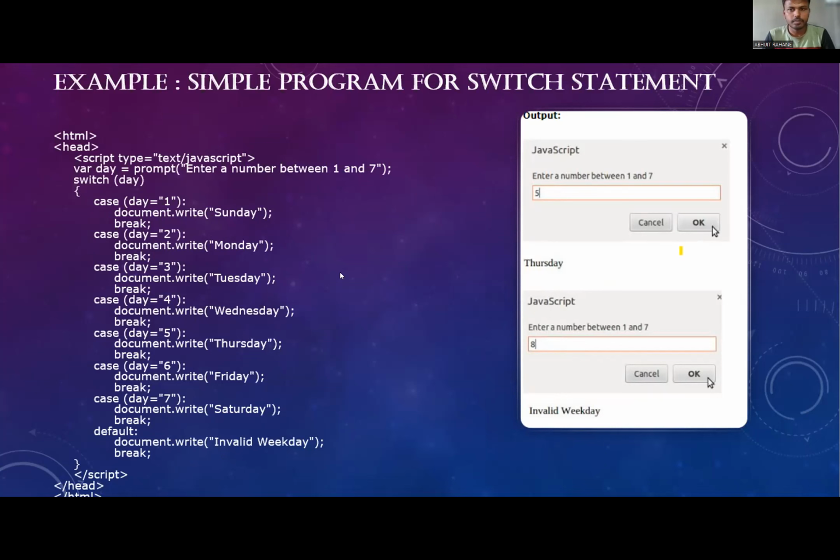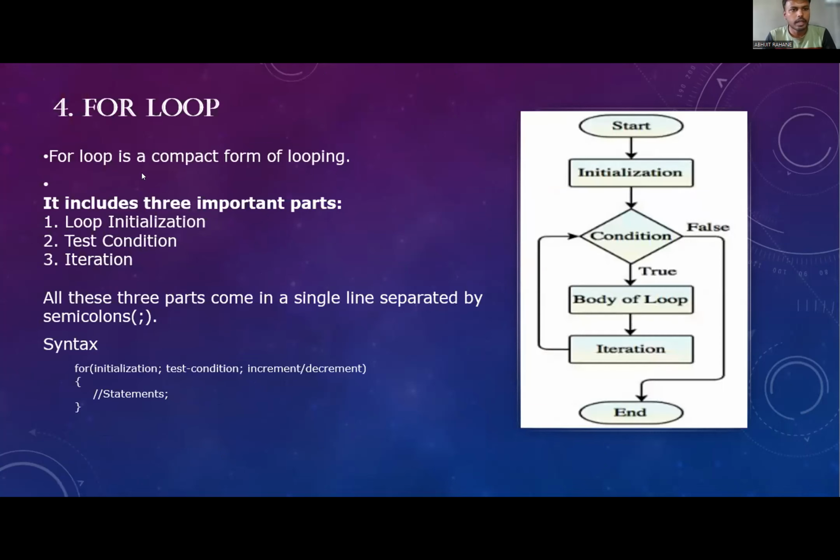Next is the for loop. The for loop is a compact form of looping. We can use the for loop for multiple conditions. It includes three important parts: initialization, condition, and iteration. This is the syntax. Initialization, then it will check the condition, then increment or decrement. We have to use these three parts in a for loop.